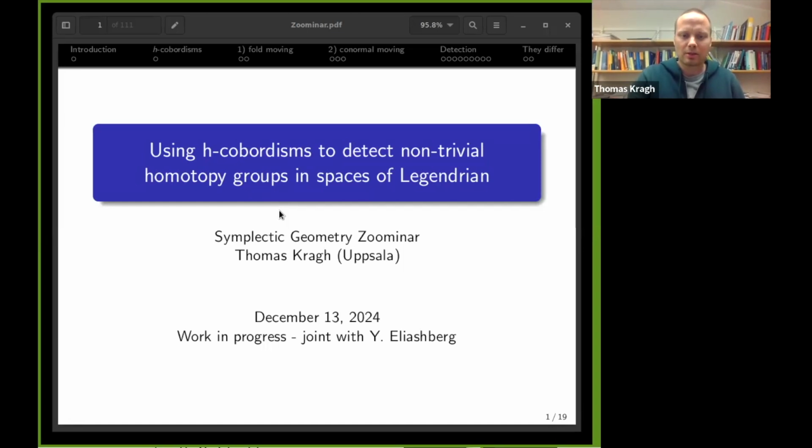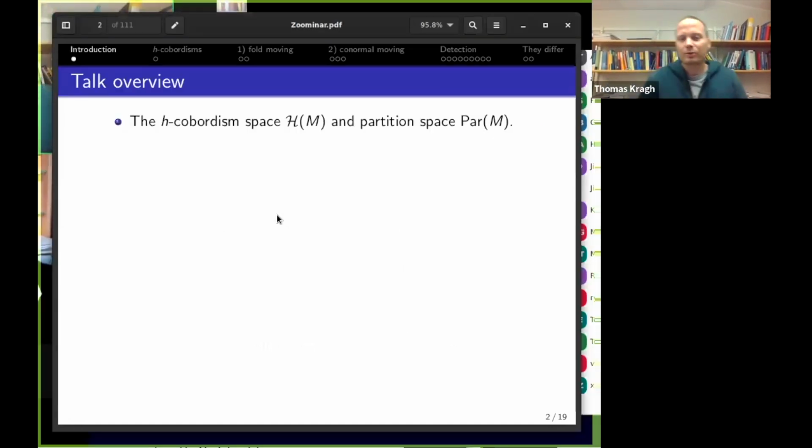So the plan of the talk is, first, I'm going to introduce the space of h-cobordisms and also a slightly more general space called partition space that was introduced by Waldhausen, I think. I was sad to hear he passed away a few weeks ago, so I never got to meet him. I'm going to introduce those spaces in a slightly different way than Waldhausen did.